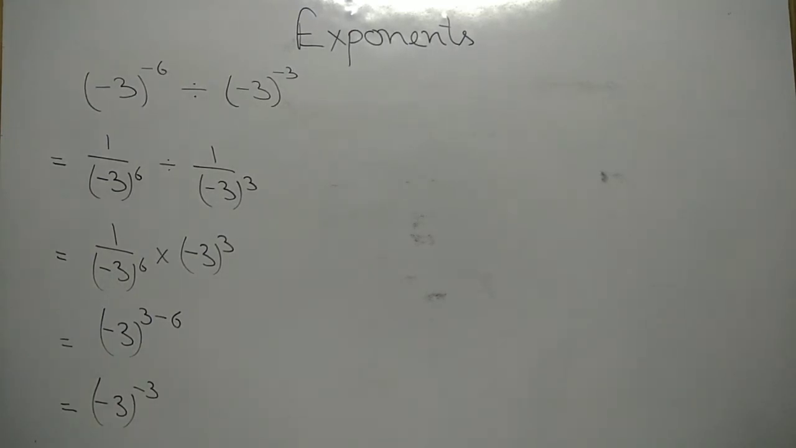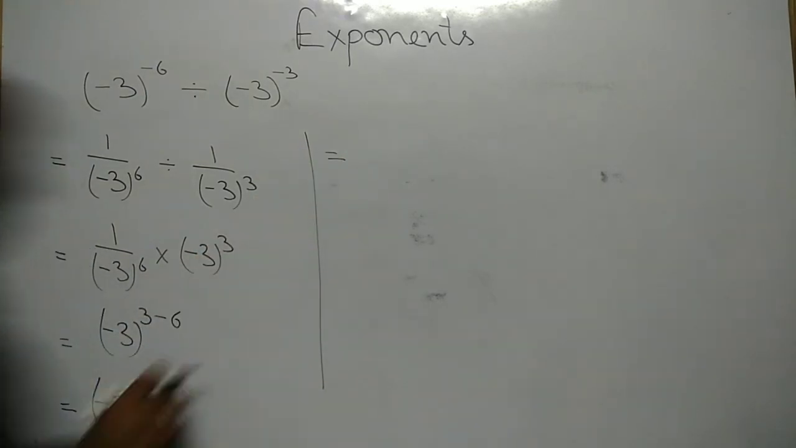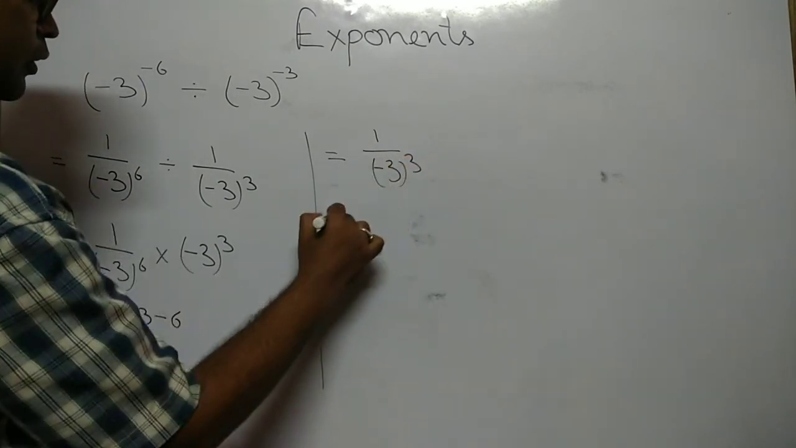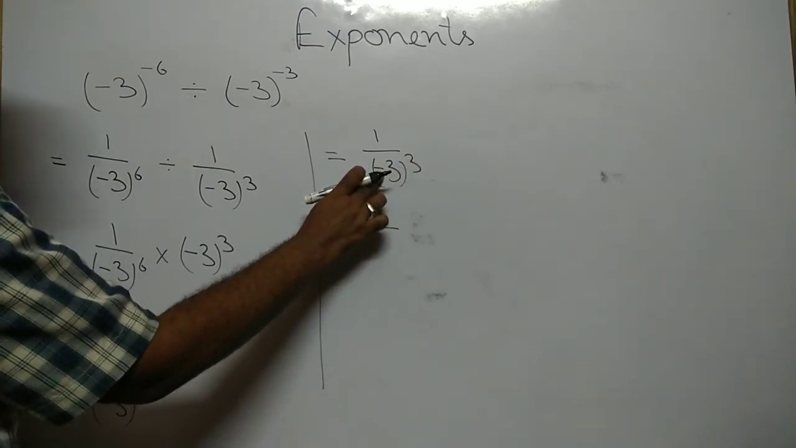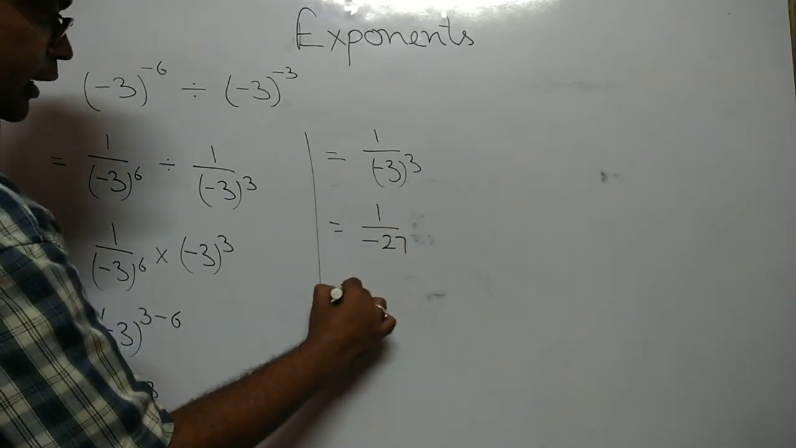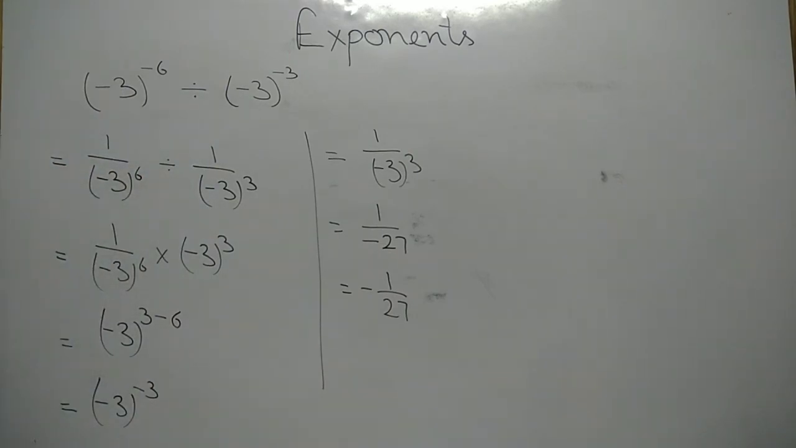Now move to the next line. Here we can say 1 upon (-3) whole to the power 3, a negative base with odd power. The answer is (-3) to the power 3, it's -27. Ultimately we can write 1 upon -27. So likewise you have to solve all the other questions given in question 5 or 6 or whatever it is. You must check your book. Move to the next type of question.